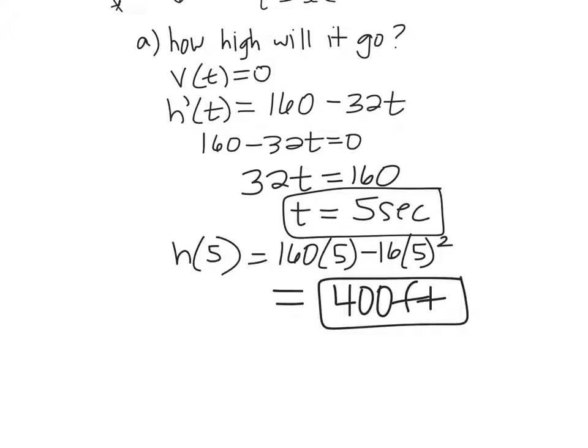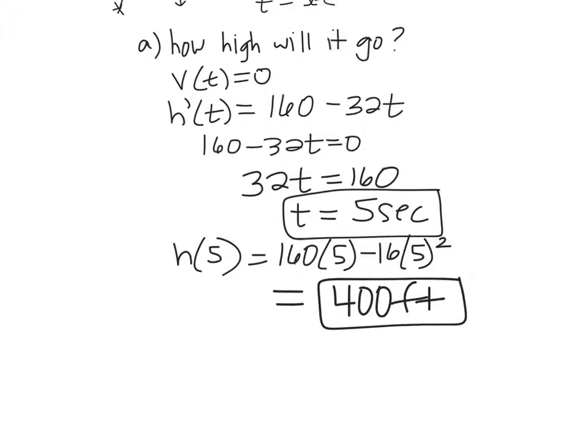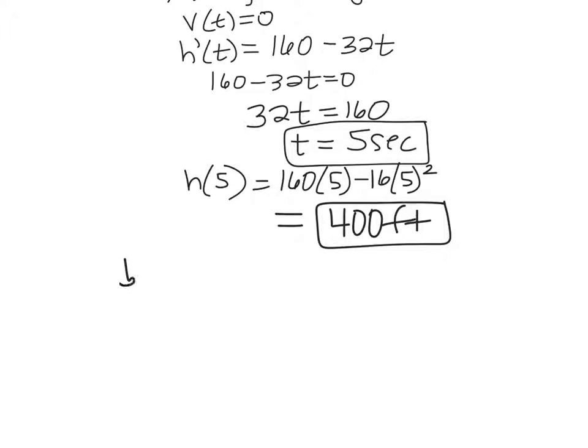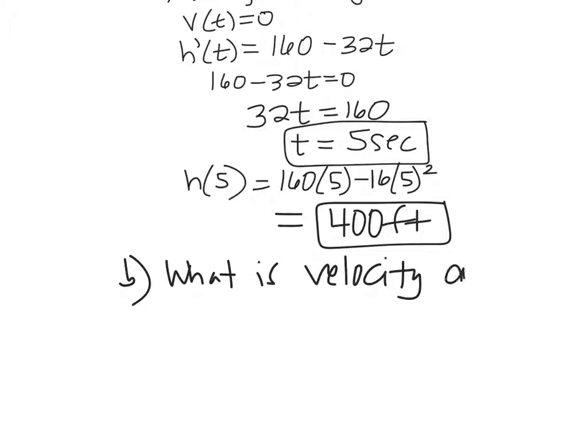Okay. Whew. Now, this next one's tough. So watch out for this one. Here we go. It says, what is the velocity of the rock at 256 feet above ground? At 256 feet above ground.